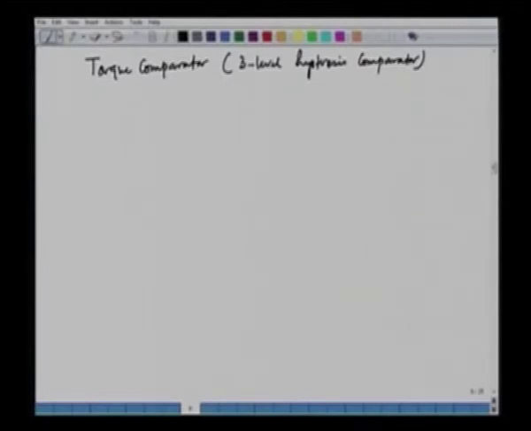And what about the torque comparator? So, we can also have a torque comparator, and here we have a 3 level hysteresis comparator. Now, why we have a 3 level hysteresis comparator is the following: torque can be positive, torque can be negative, torque can also be 0.